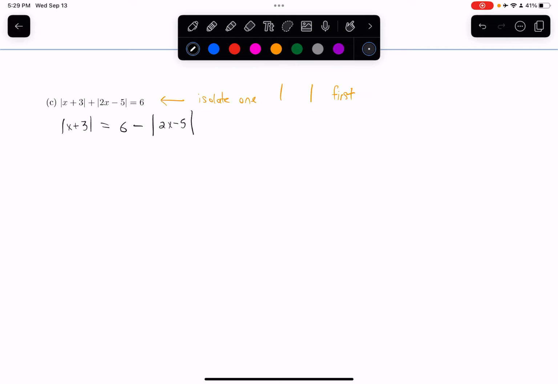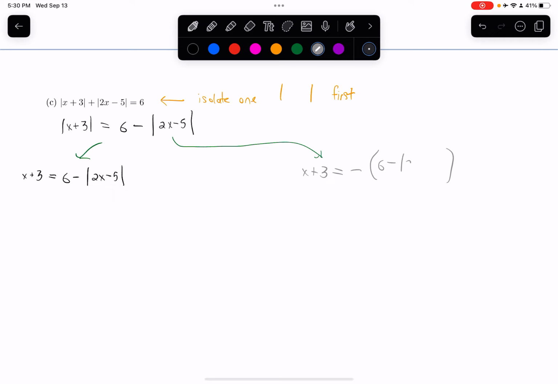And now I got absolute value of some stuff equals some junk on the other side. Now I'm going to split it up and do my stuff in junk thing. But I'm going to give myself more room here. And we'll see why in a sec. So the stuff inside, which is x plus 3, could either be equal to the junk on the right, 6 minus absolute value of 2x minus 5, or the stuff that's inside, x plus 3, could be equal to negative, big old parentheses, of that junk. So negative of the 6 minus absolute value of 2x minus 5. So now I have these two equations that I need to solve.